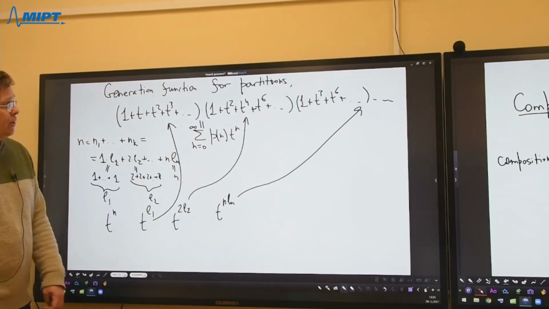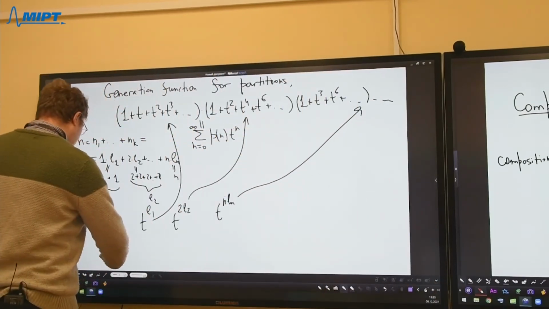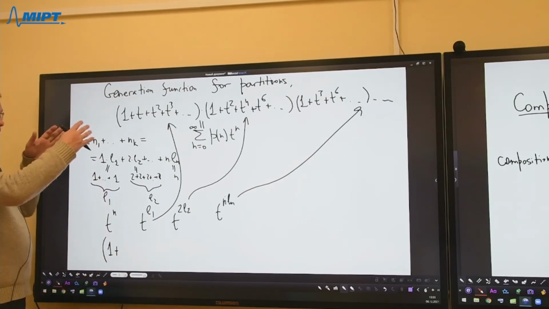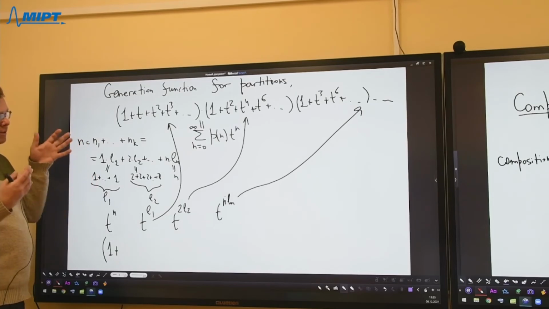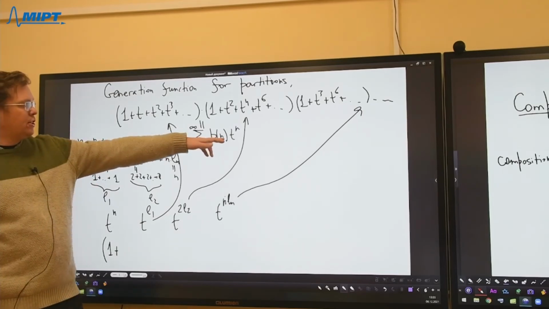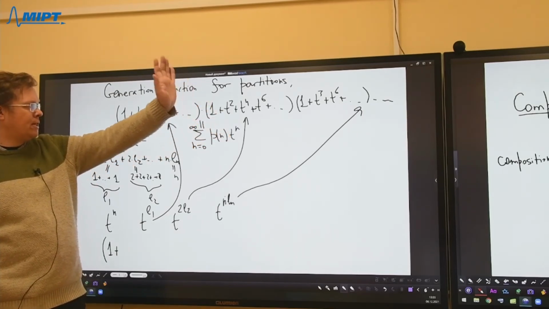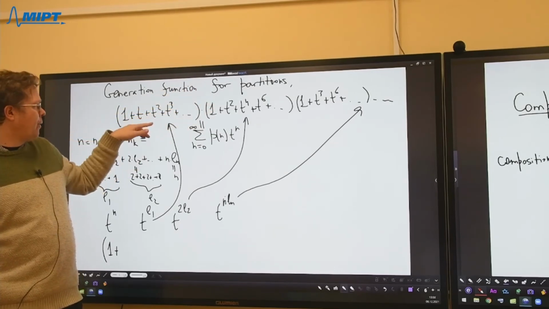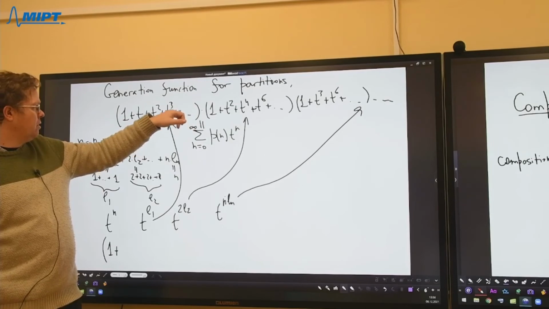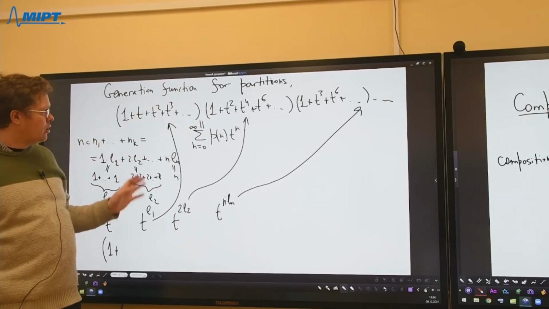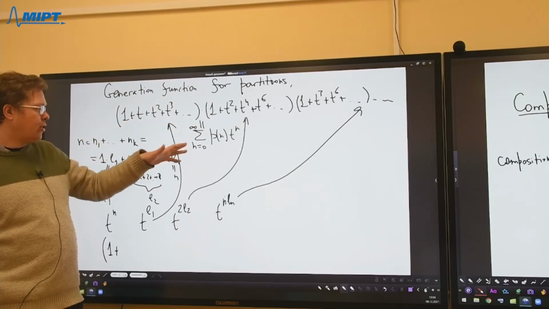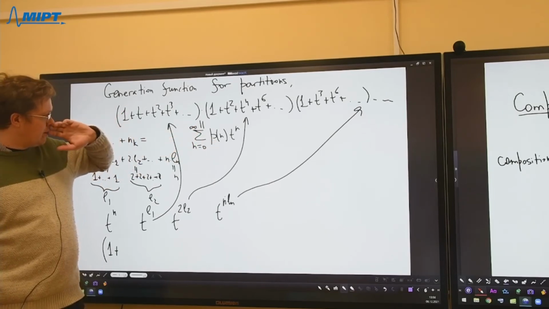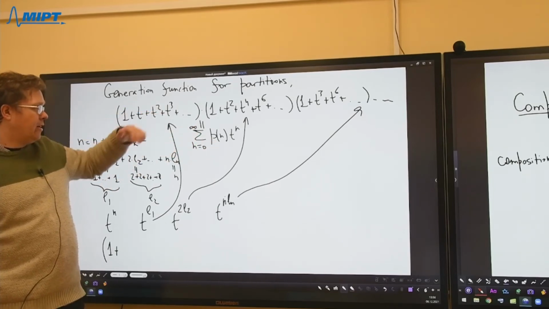So this is an infinite product of infinite sums, but if I need to calculate the coefficient before t to the power n, from the bigger brackets I will always take only 1, and from these brackets I will take only the summands up to t to the power n. So this will be a finite product, and so I can calculate this number. So this is a correct definition, a correctly defined form of our series.